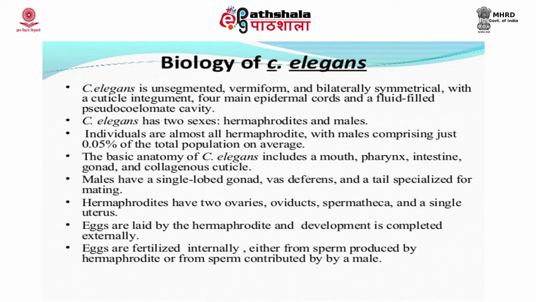The males have a single lobed gland, a vas deferens and a tail specialized for mating, whereas the hermaphrodites have two ovaries, oviducts, spermatheca and a single uterus. The eggs are fertilized internally by sperm produced by the hermaphrodite or by sperm contributed by a male. Eggs are laid by the hermaphrodites and development is completed externally. C. elegans has 5 pair of autosomes and 1 pair of sex chromosomes.